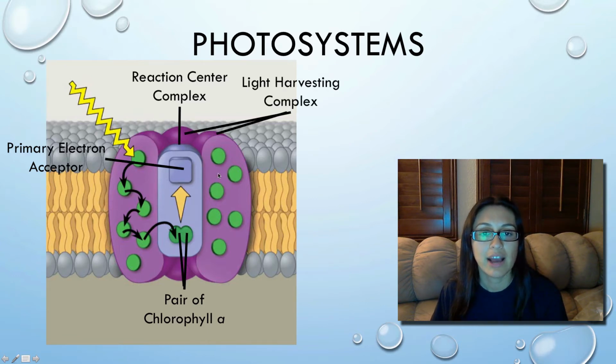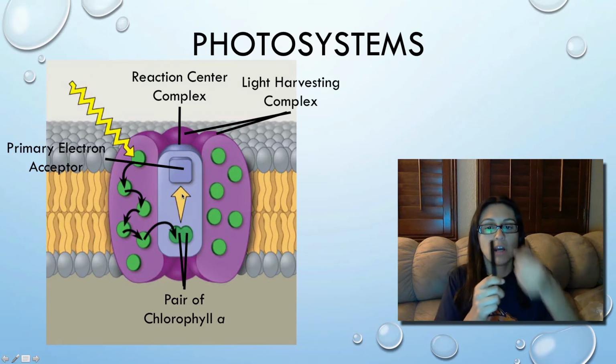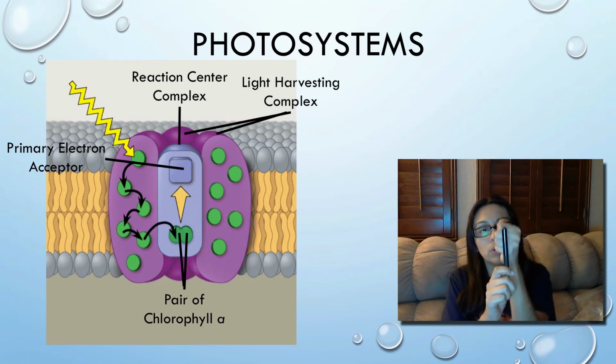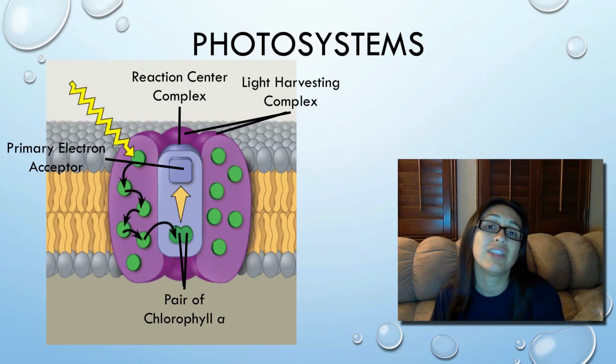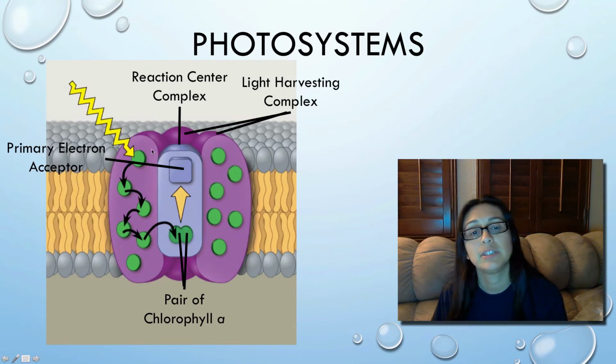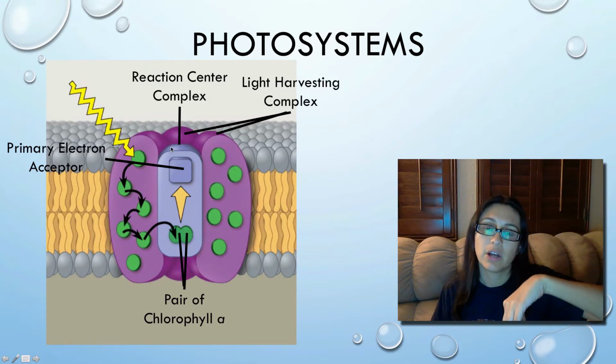Surrounding the outside of the reaction center complex, around it, are going to be multiple little sections. Those are called light harvesting complexes. Here there's 1, 2, 3 that we see in this image. And of course this photosystem has been cut in half so we can see the inside of it. These light harvesting complexes surround the reaction center complex.